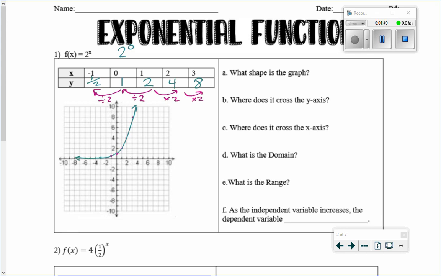And it's asking for the shape of the graph. And when it's asking about the shape, in this case, it means growth or decay. So what's this one going to be? Growth. We can see it's increasing from left to right. It's a positive relationship. So the shape, I would say, is exponential growth.